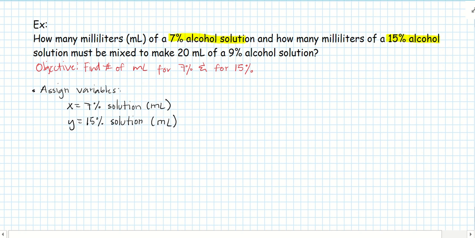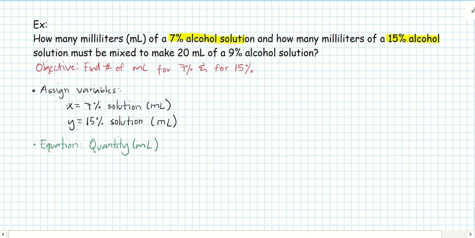Now there are two different things that we're talking about on this one. The first one is quantity. So how many milliliters are in the total, like the final solution. So there's going to be two equations again. One equation is for quantity. So this is the number of milliliters in the mixture.